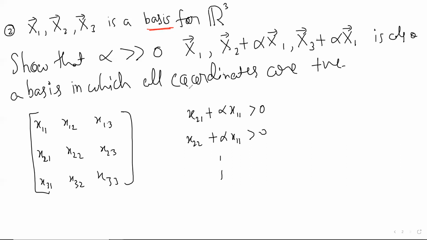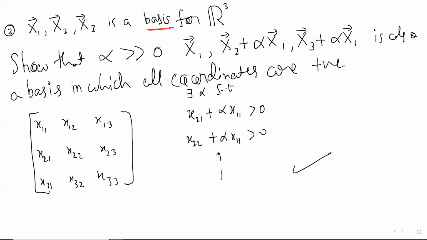So I will assume that there is an alpha such that all are positive. There is this alpha such that this happens. Good. We understand that such an alpha can be found. Now we just have to prove that this thing will be a basis, right? Yes, that is the challenge. So why will it be a basis? It already has three vectors, x1, x2 plus alpha x1 and x3 plus alpha x1. Now, if we can prove that these three are linearly independent, then we are done.